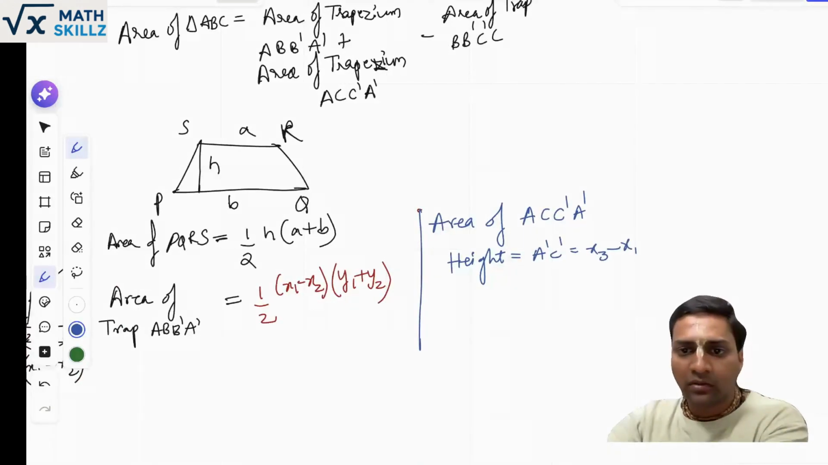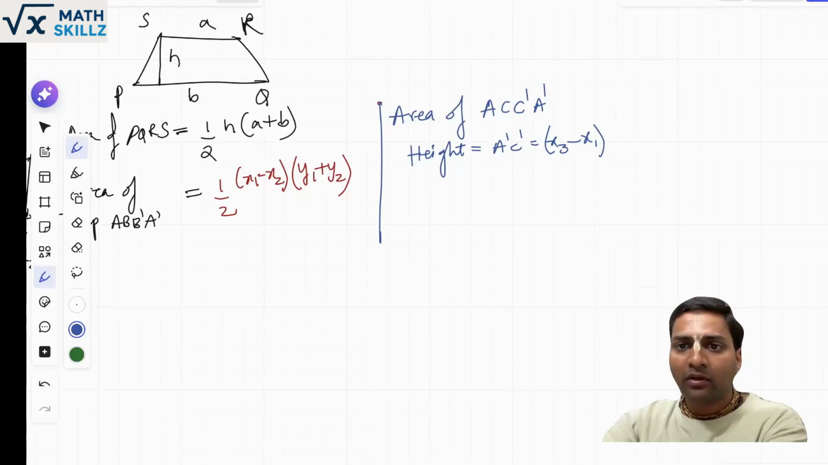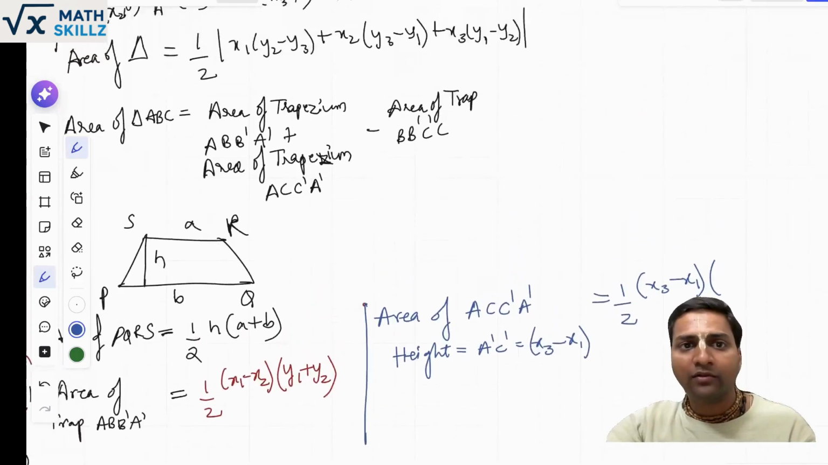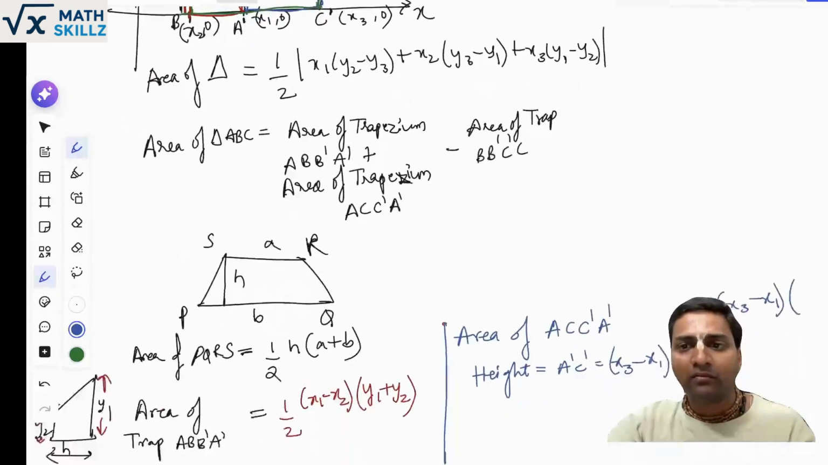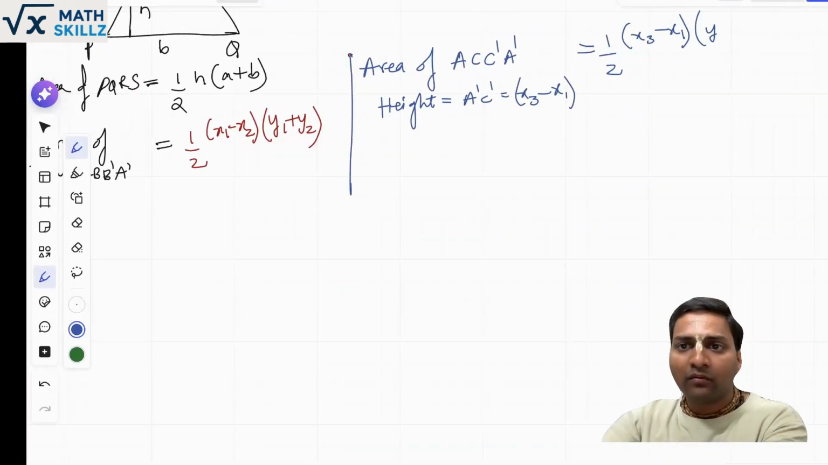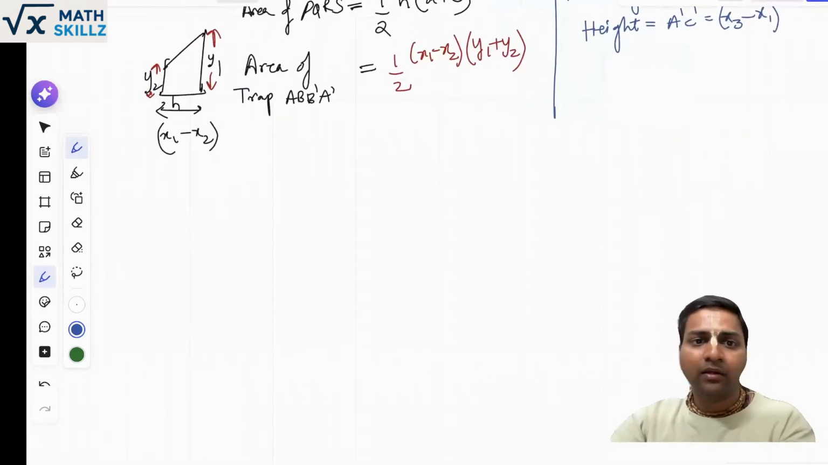Yeah, x3 minus x1. So now applying the formula will be half into height, which is x3 minus x1, and the sum of the parallel sides. So the sum of the parallel sides, if you see, is y3 plus y1. Okay.